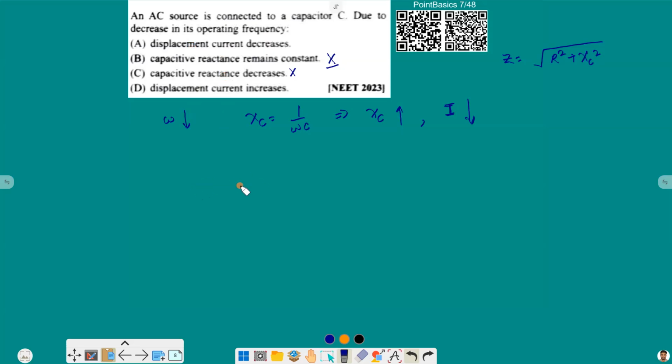Now in case of a capacitor, if we have a circuit where we have some capacitor, then outside of the capacitor, the current flowing in the circuit is normal current, and inside of the capacitor is the displacement current. And we know that normal current and displacement current are equal in magnitude. So if normal current decreases, then displacement current will also decrease. So option A is the right answer here. Now let's move to the next one.